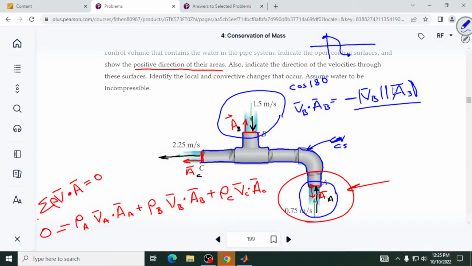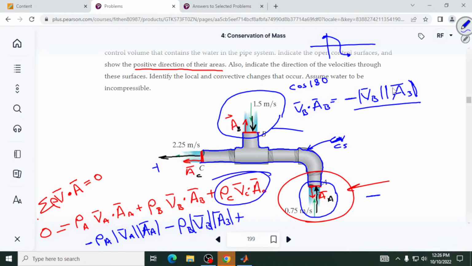So that's a negative. Since these go in opposite directions, that's a negative. These go together, that's positive. So what you end up with is minus rho A, VA, area at A, minus, since this is B and it's going in opposite directions, rho B, VB, whatever the magnitude is, whatever the magnitude of area is there. But then the C is the only thing that's going out.